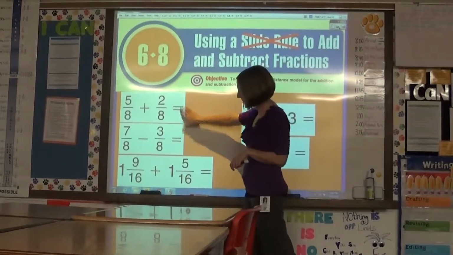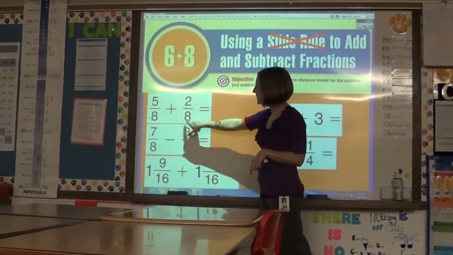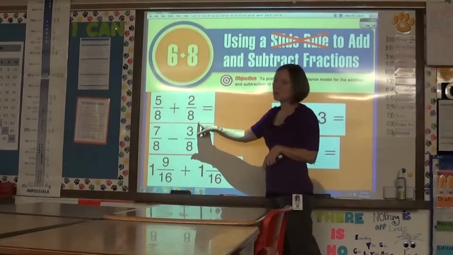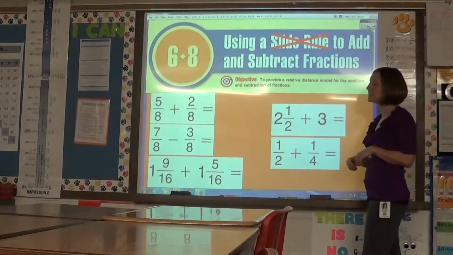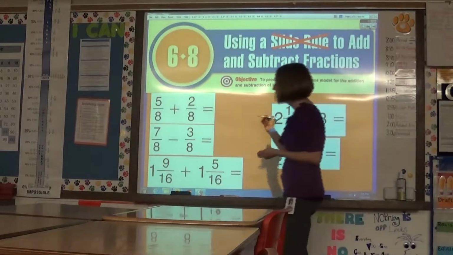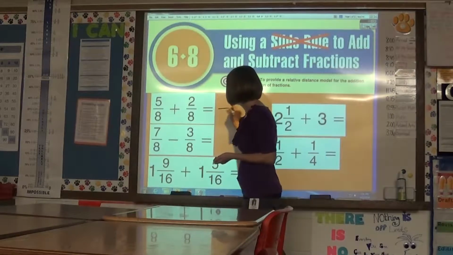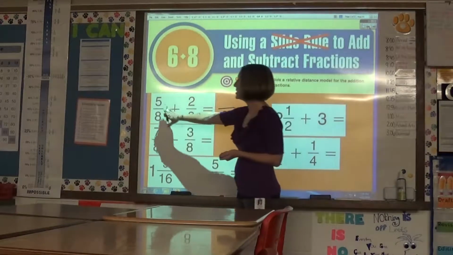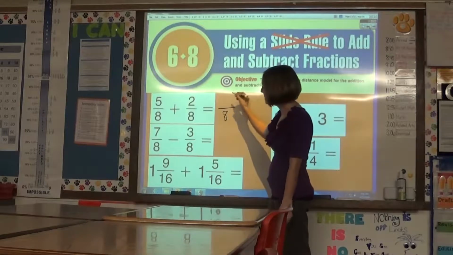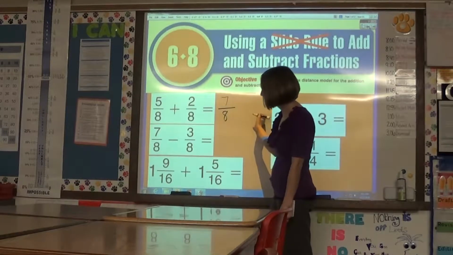We're going to start over in this column because all of these problems have common denominators. My denominator for each of these is 8. Whenever you add and subtract fractions, you have to have a common denominator. So I know that my denominator is going to be 8. And then I really just need to add my numerator. 5 plus 2 is 7.